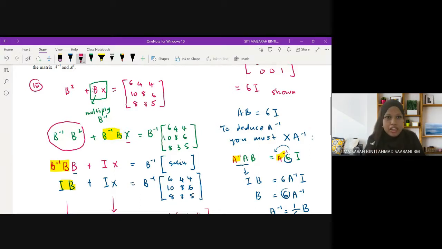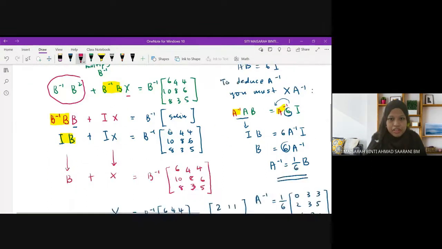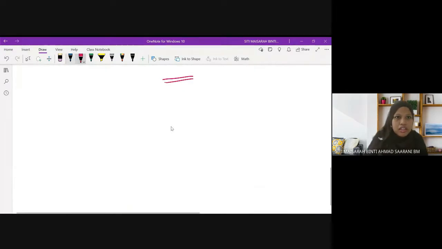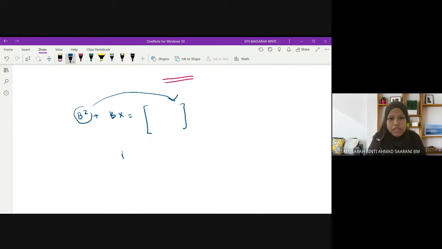So katakanlah awak nak ubah B square dulu. Boleh ubah B square. Okay, soalan kita is B square. Ni satu lagi alternatif untuk awak lah. Okay, katakanlah awak nak ubah B square dulu. Boleh. Dia akan jadi Bx equals to this matrix minus dengan B square.